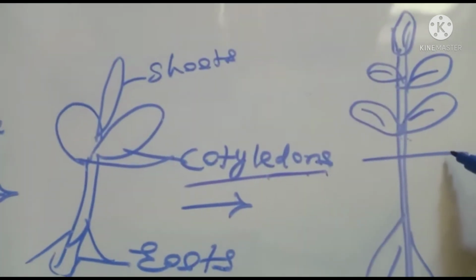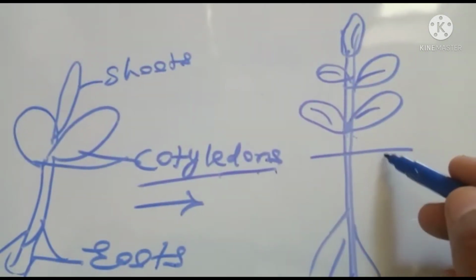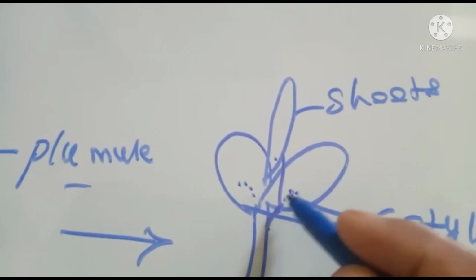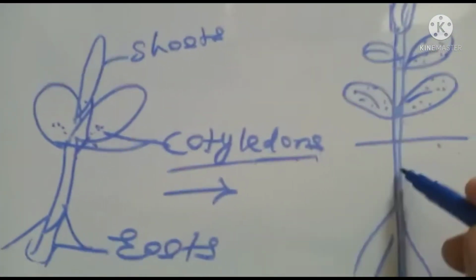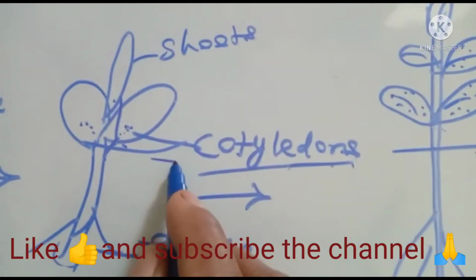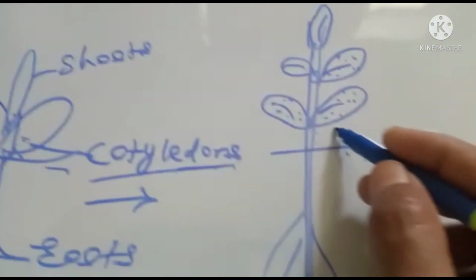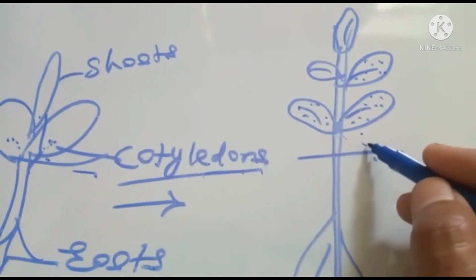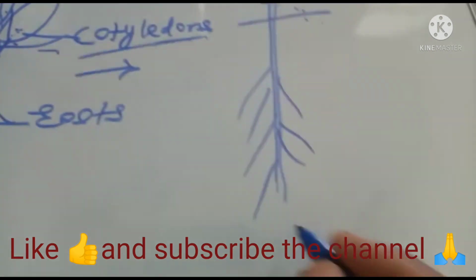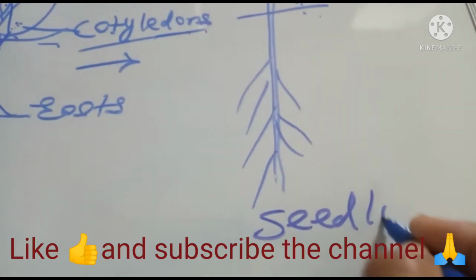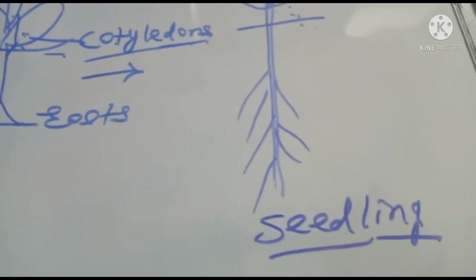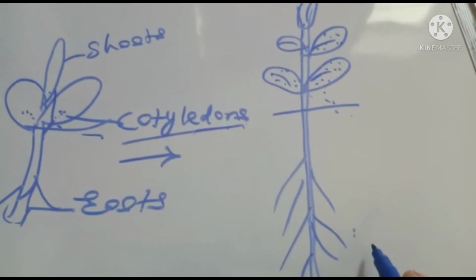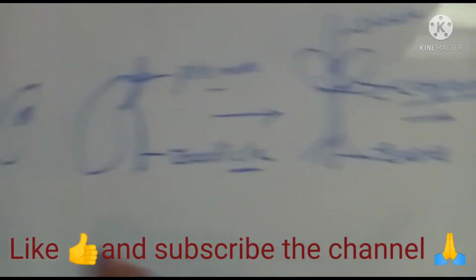When this seedling becomes green in color, it is able to prepare its own food material. At that time the cotyledons fall down. This is the seedling. This baby plant is also known as a seedling. Seedling means the new plant that germinates from the seed.